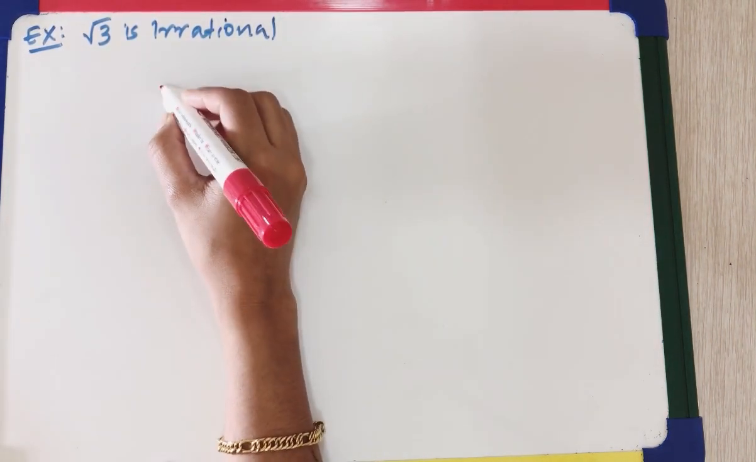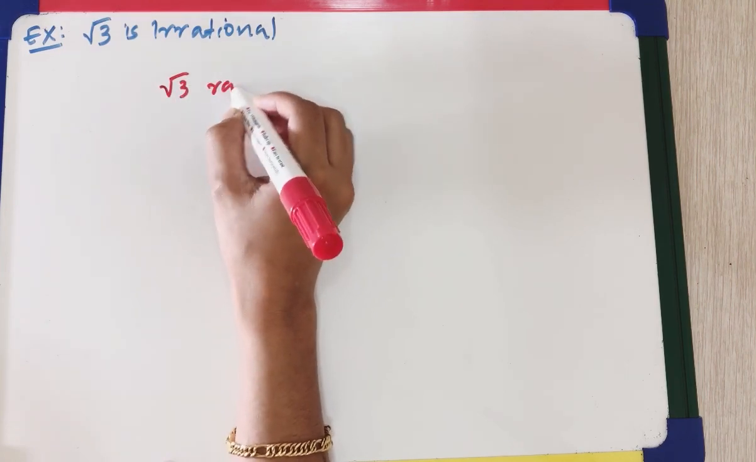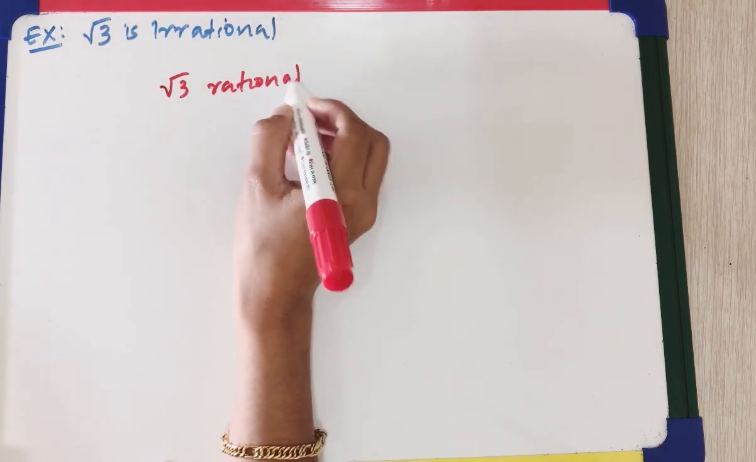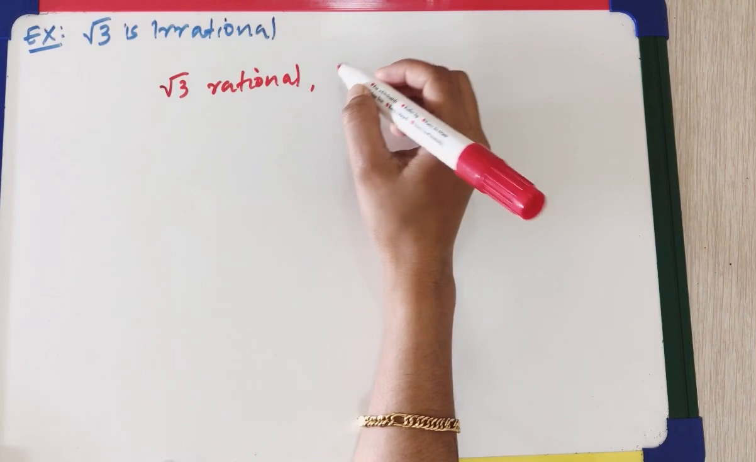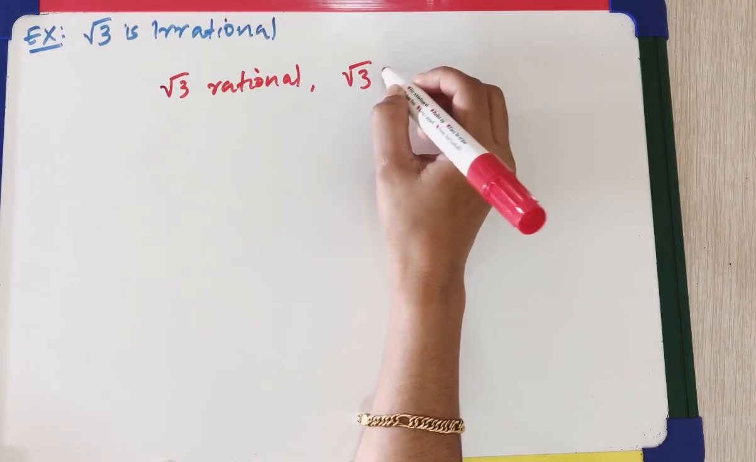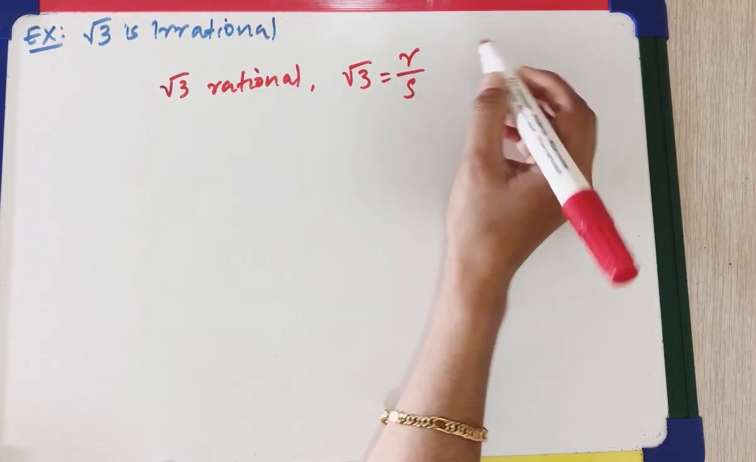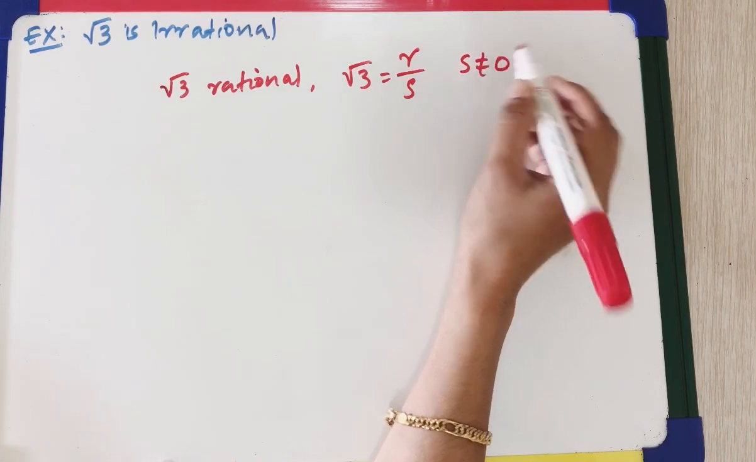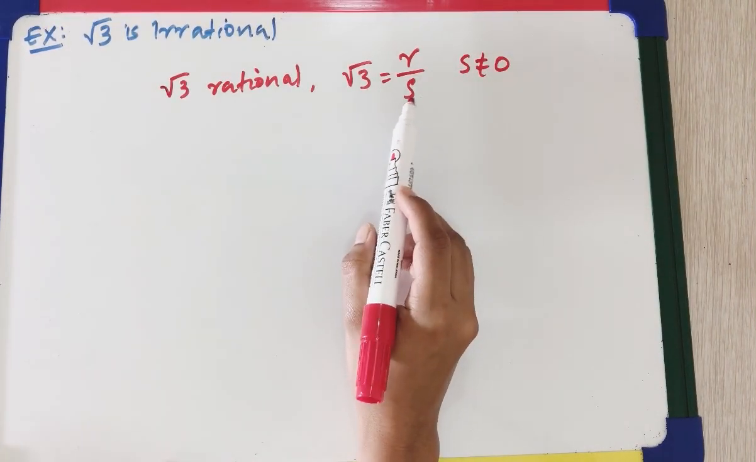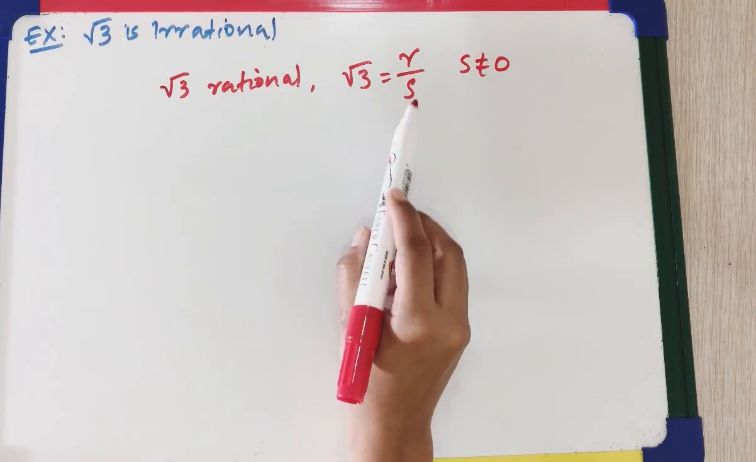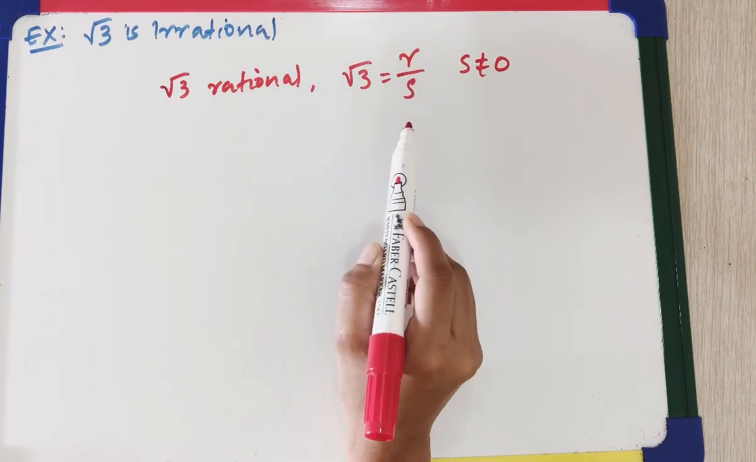We can see the example: root 3 is irrational. To prove root 3 is irrational, first we assume the contrary, that root 3 is rational. Then root 3 can be expressed in the form r by s, where r and s are integers, s not equal to 0. This is from the definition of a rational number. Since root 3 is rational, we can write it in the form r by s.